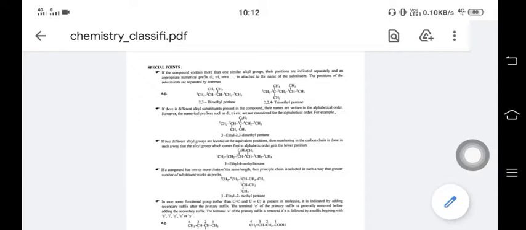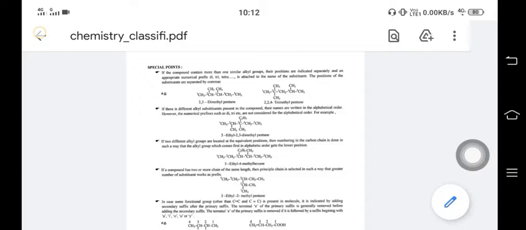We are on the points of the nomenclature of the organic compounds. So in the nomenclature of organic compounds, we are on the first point, that is the selection of the longest continuous chain. While giving the name to the organic compounds, that is IUPAC nomenclature, the first criterion is to select the longest continuous chain.